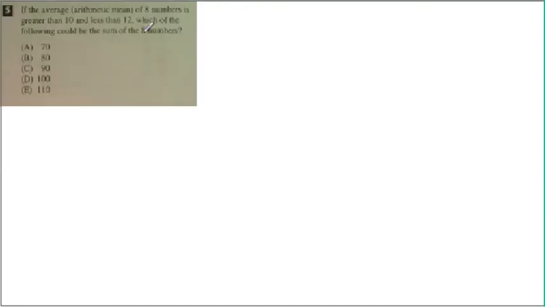Alright, let's look at number 5. If the average, now as soon as you see the word average, what we have to do is think about the sum. Average of 8 numbers is greater than 10 and less than 12. So if I were to write it, average of 8 numbers is greater than 10 but less than 12. Which of the following could be the sum of all 8 numbers? In order for us to get the sum, all we have to do is multiply the average by the number of data, which is 8 here. So we're going to multiply all 3 sides by 8.